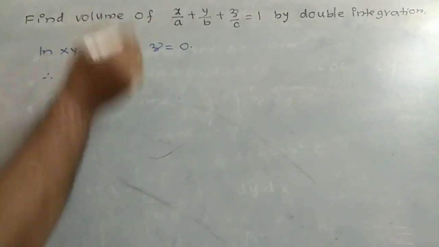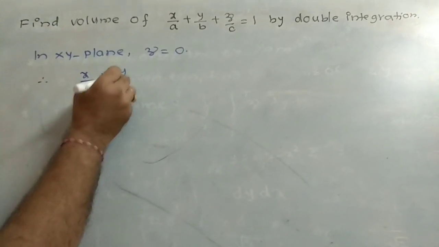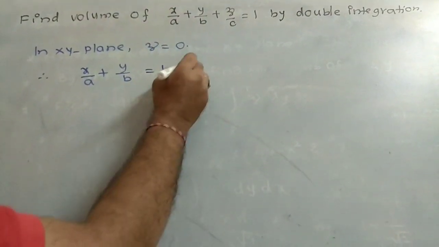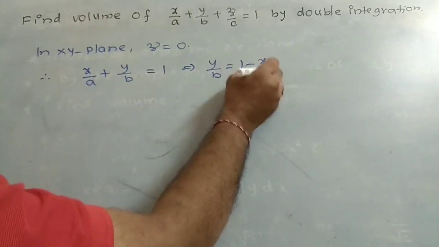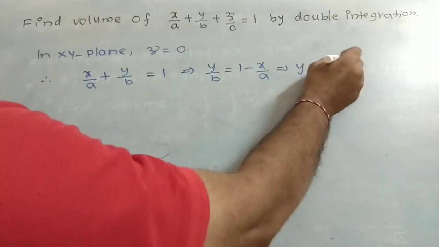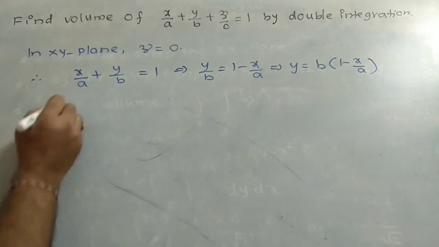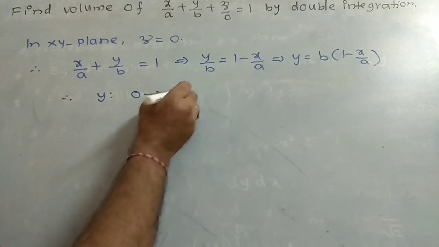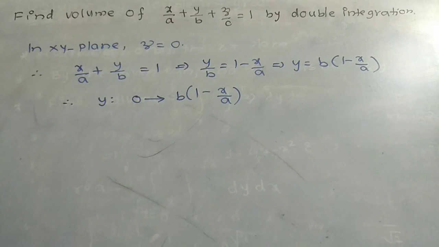So this z value you are substituting in your given equation so that you will get x by a plus y by b, that becomes 0, that is equal to 1. From this you calculate y by b equal to 1 minus x by a, or I can write y equal to b into 1 minus x by a. So therefore you are saying that the y limits are 0 to b into 1 minus x by a. So y limits are over.